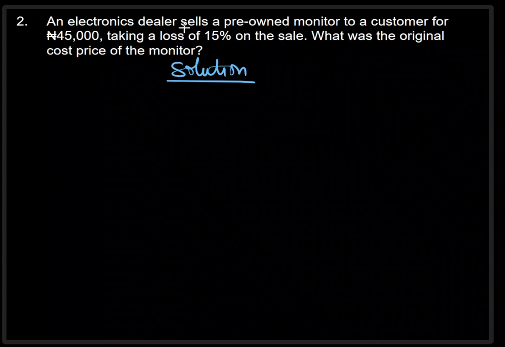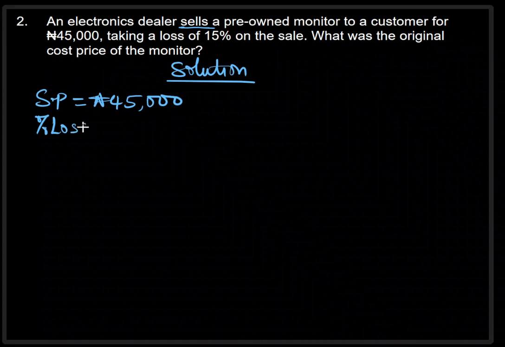An electronic dealer sells at a loss. That means we are having our selling price. Selling price is equal to 45,000 naira. So taking a loss, percentage loss is equal to 15%. Now, what was the original cost price of the monitor?